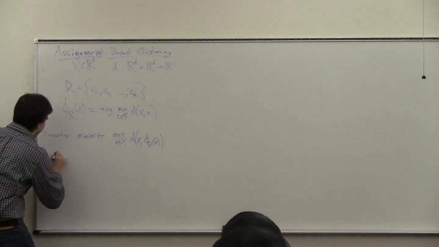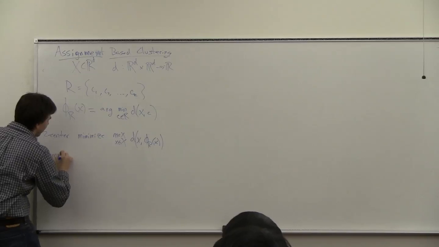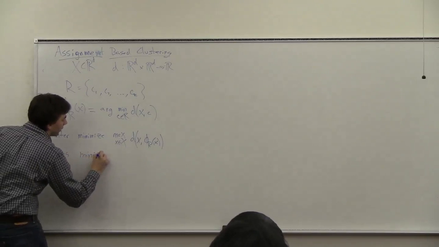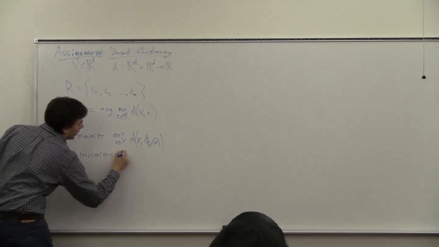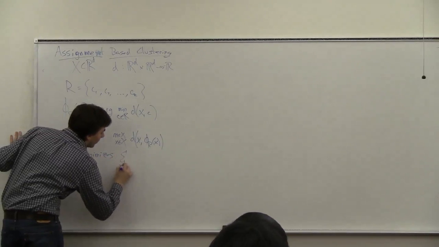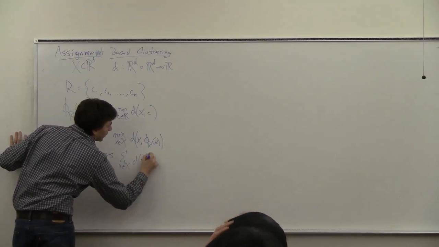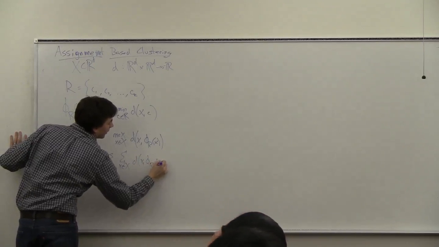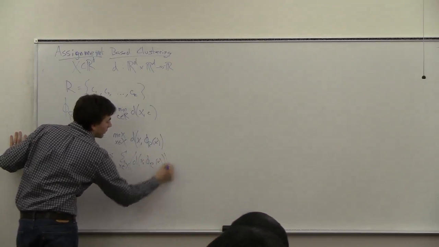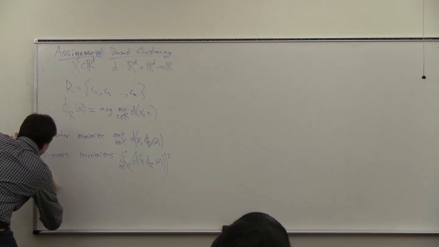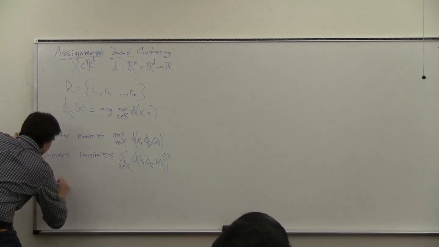The most famous one is the k-means, which minimizes the sum over x in the set of the distance from x to phi of R of x, and this distance squared. So it's the sum of the squared distances, and then the k-medians.